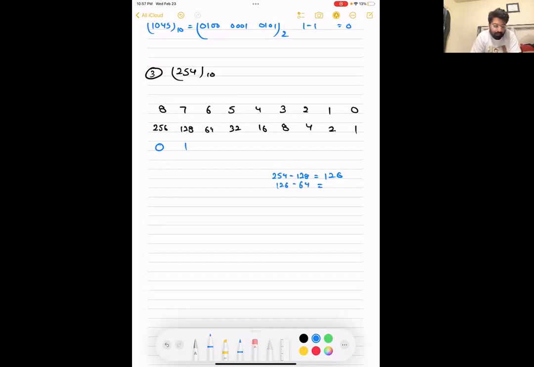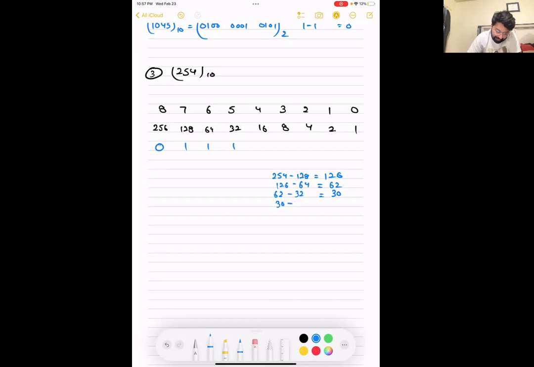I mean, you can even subtract 254 and 256, but that will give you a negative number. That's why we are trying to avoid that. But in this case, 126 minus 64 gives us a positive number, which is 62. So we used this number to subtract as well. Now 62 minus 32, because it will give us a positive number. So we use this, it becomes 30.